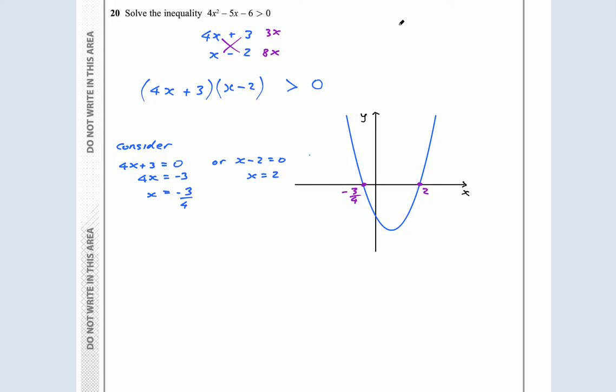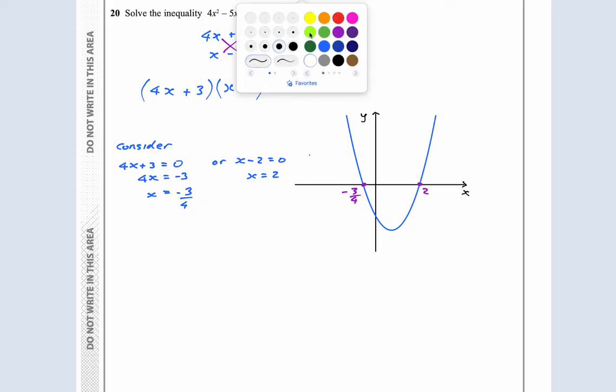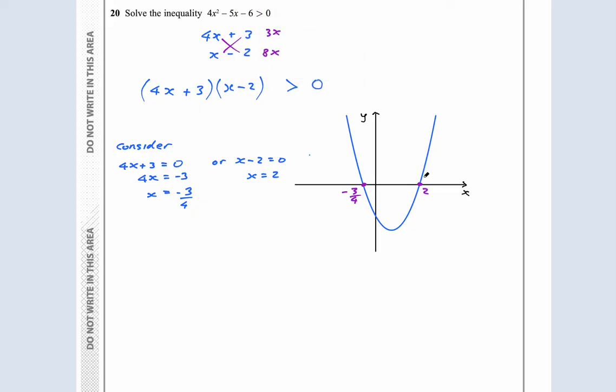Well, bigger than 0 means where is it above the x-axis? So here it's bigger than 0, and here it's bigger than 0. So where is that if I had to write it as x values? Well, this is x is anything bigger than 2 because it's that way, bigger than 2. And here it's x is less than -3/4 because it's this way.